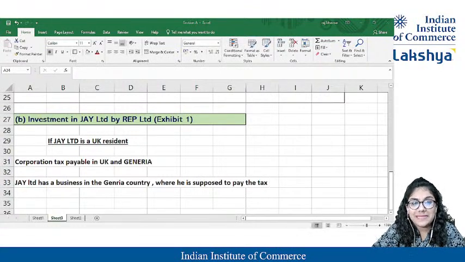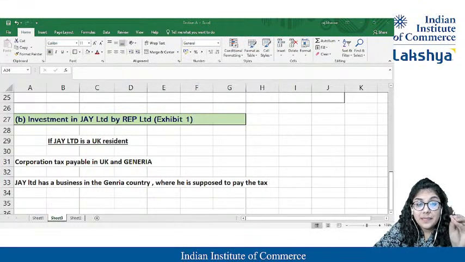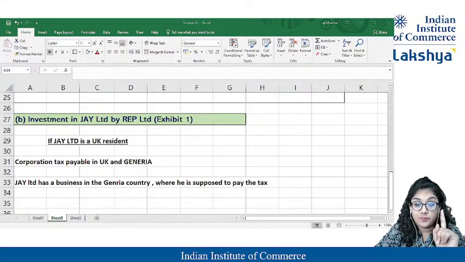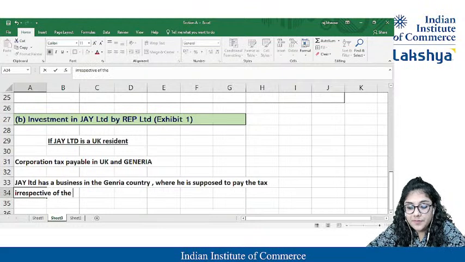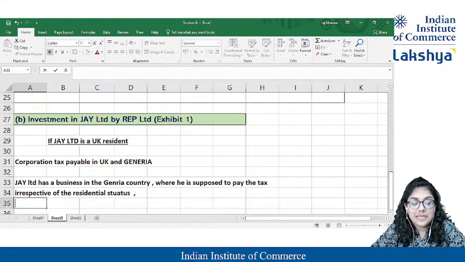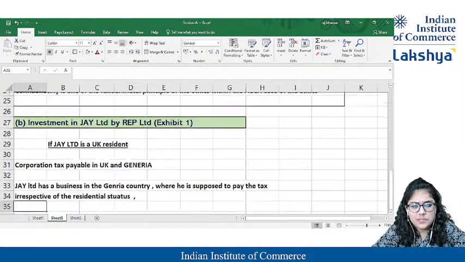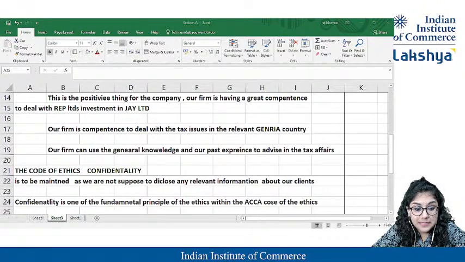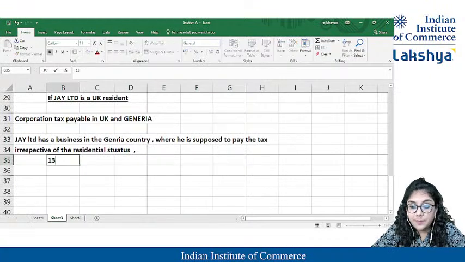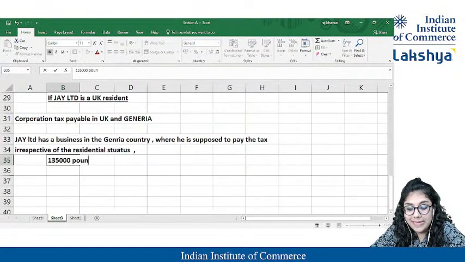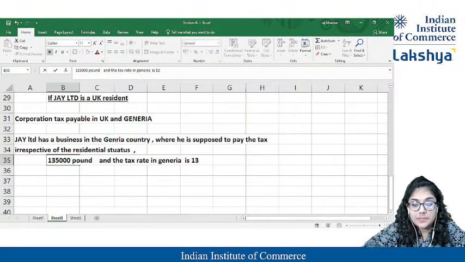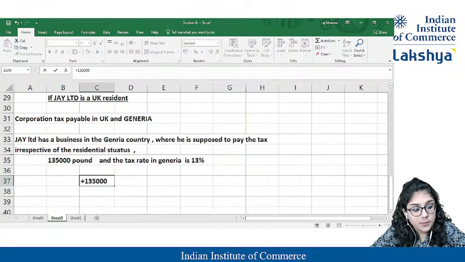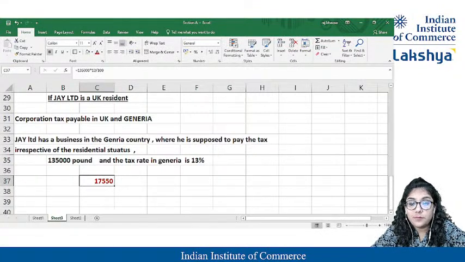So students, on what he is going to pay the taxes, we know whatever he has earned, irrespective of the residential status, because profits need to be taxed in that country. For example, if he is staying in that country, how much tax was he supposed to pay? If you check, it was 13%. So I can write it over here. 135,000 pounds he has earned, and the tax rate in Nigeria is 13%. Can you tell me what could be the tax? 135,000 into 13%. So this will be the amount of tax he would have paid in Nigeria.